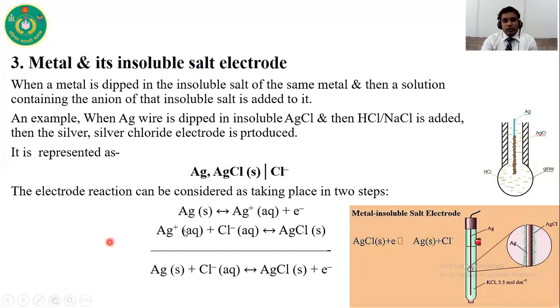What are the reactions? There are two steps. Silver loses an electron and we get silver plus, and silver plus and chloride minus react with each other and form silver chloride. So the overall reaction is silver plus Cl minus equals silver chloride plus electron. This is the representation of the metal and its insoluble salt electrode in its oxidation state.